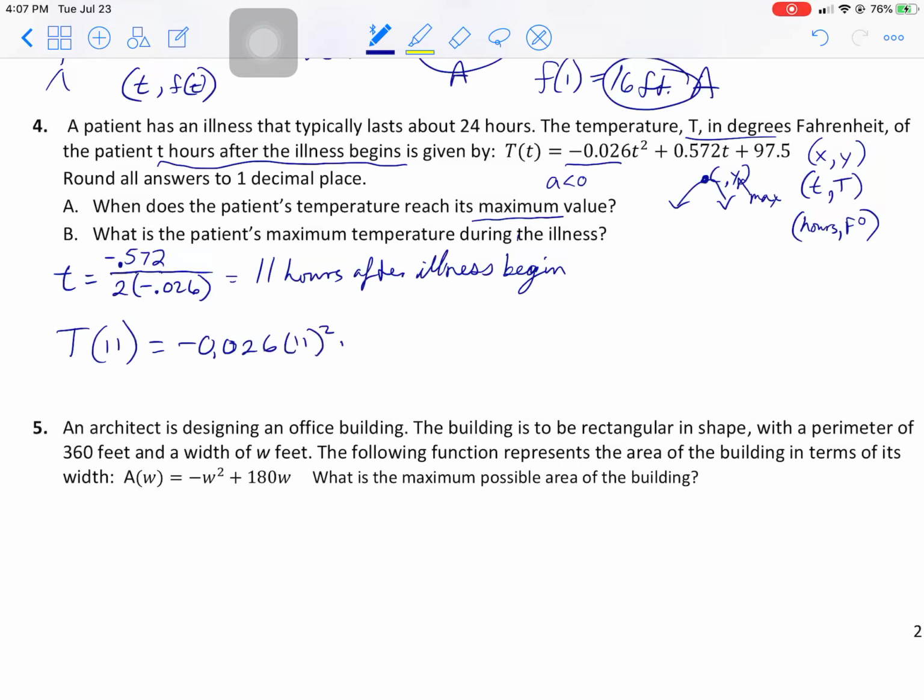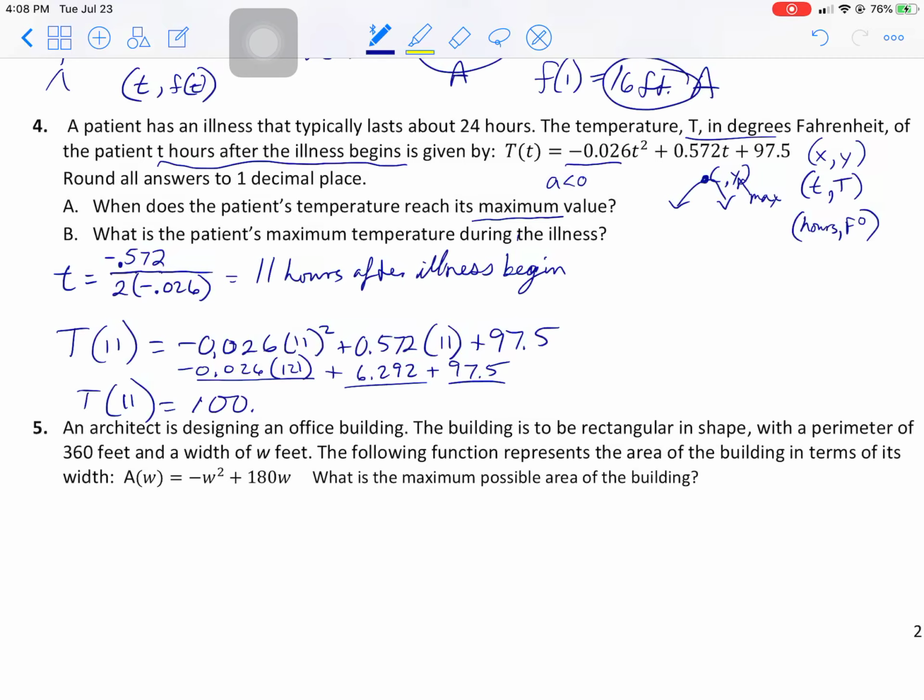Put 11 here, plus 0.572, and 11 here, 9.75. Okay, so mathematically, order of operations, negative 0.026 times 121, plus whatever this is multiplied together. All right, so this is going to be T of 11. This is going to be this number times this number, plus this plus that is 100. That makes sense. You can have a temperature of 100, right? And a little more than 100.5. And that is your maximum temperature you get 11 hours after the illness begins. And then hopefully your temperature starts going down after that, right? According to the math.